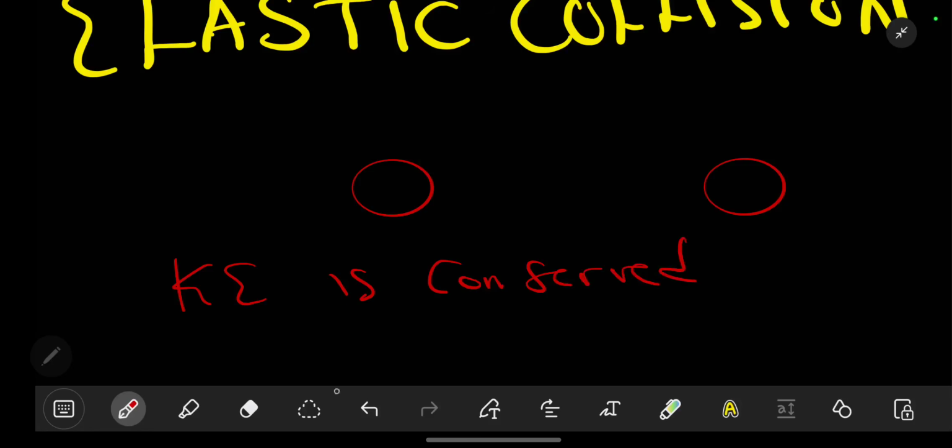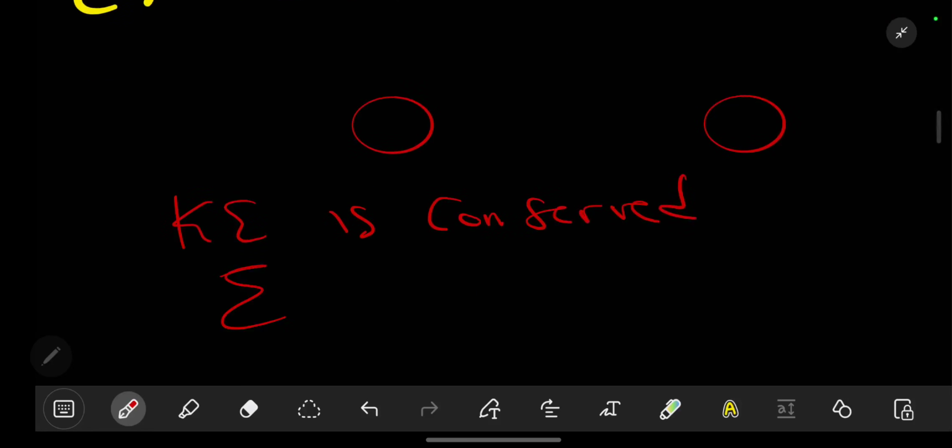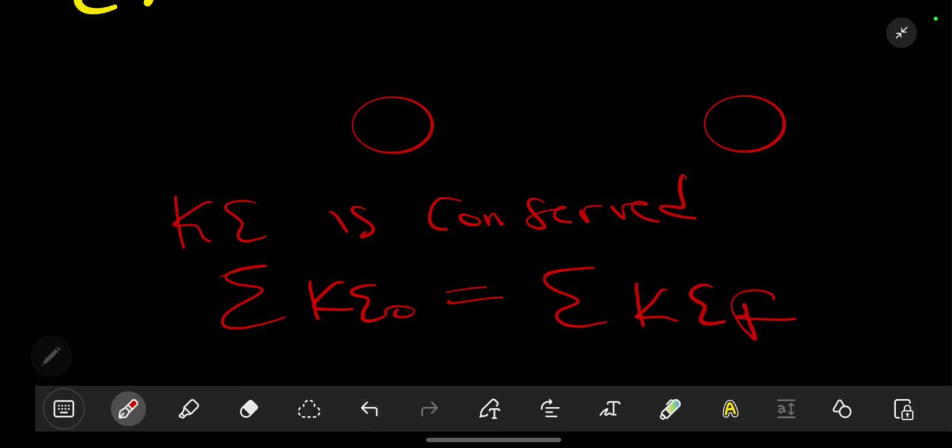maintained. That means to say the summation of the kinetic energy that you begin with, we can say kinetic energy initial, we can use O or I, should be equal to whatever summation of the kinetic energy that you are going to end up with. So under this video we are going to be answering problems under elastic collision under 1D.